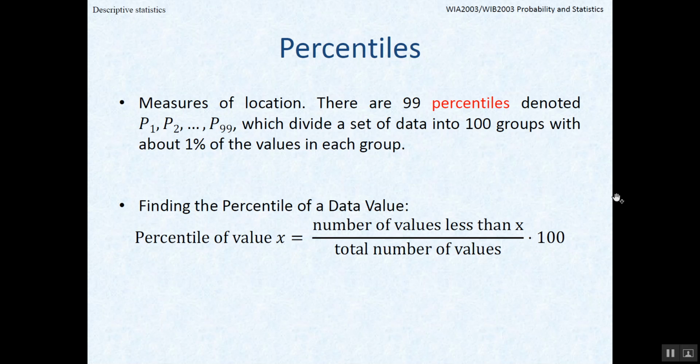Percentiles basically means you're dividing a set of data into 100 groups, so each group is basically 1%. The way of finding the percentile of a particular data value x is: find how many of the other values are below the value x, then divide by the total number of values, times 100.